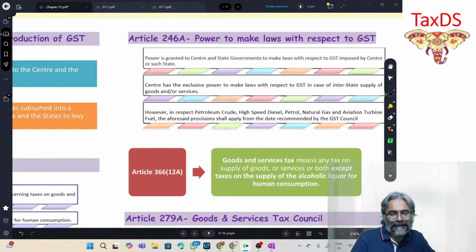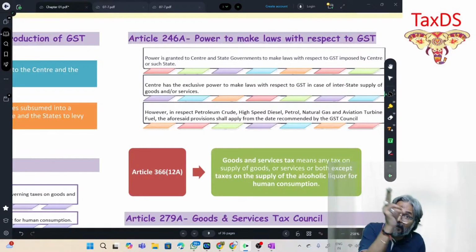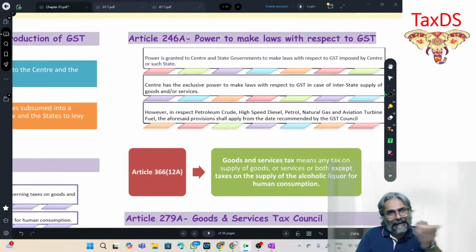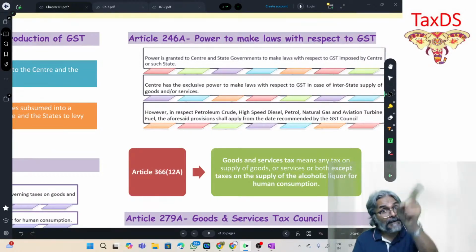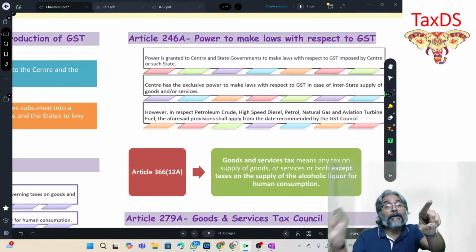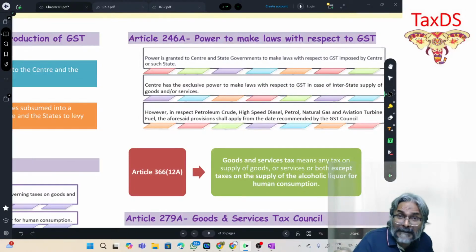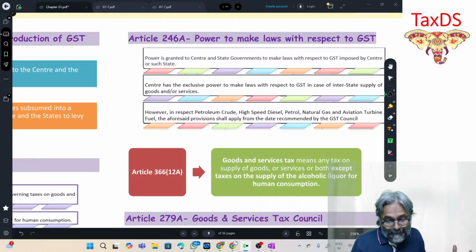Now, students, you tell me one thing. By virtue of the constitutional entry itself, the levy on alcohol for human consumption is taken out completely. Is it possible, therefore, under the GST law, whether it is CGST or SGST, whether it is the center or the state, can they introduce a GST on alcoholic liquor for human consumption? Answer is no. Does that therefore mean that there are no taxes imposed as far as alcoholic liquor for human consumption is concerned?